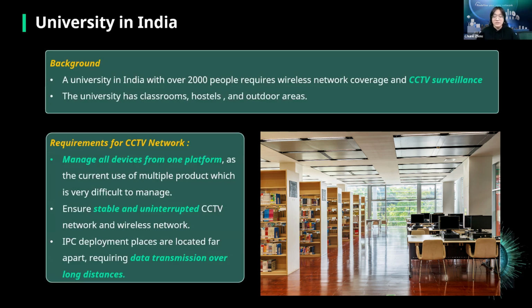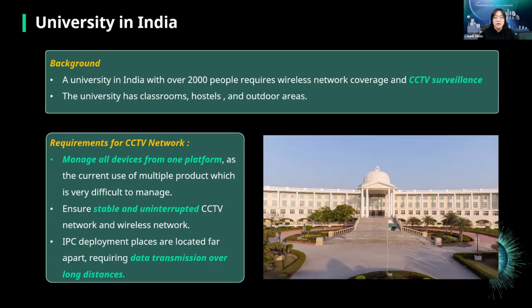How about their requirements for the CCTV network? Firstly, they need to manage all the devices from one platform, because the current multiple products are very difficult to manage. And secondly, they need to ensure a stable and uninterrupted CCTV network and wireless network. And finally, because the IPC deployment places are located far apart, because they have the outdoor areas, right? So it requires data transmission over long distance. So these are their requirements for the CCTV network.